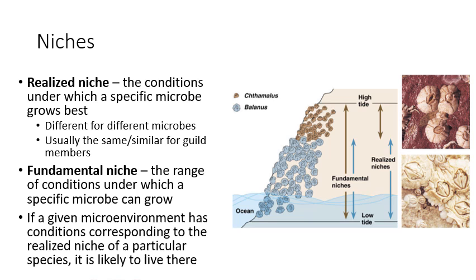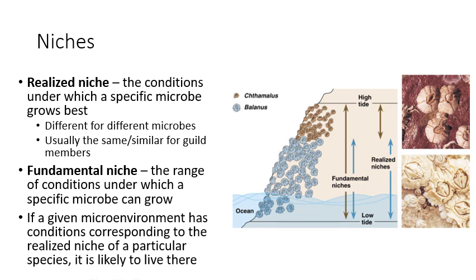Earlier in the semester, we talked about how different microbes have different temperature requirements, and microbes will have an optimal temperature, and at that temperature they can grow the fastest that they possibly can. So that optimal temperature would correspond to their realized niche. That would be one of the conditions that makes up their realized niche.